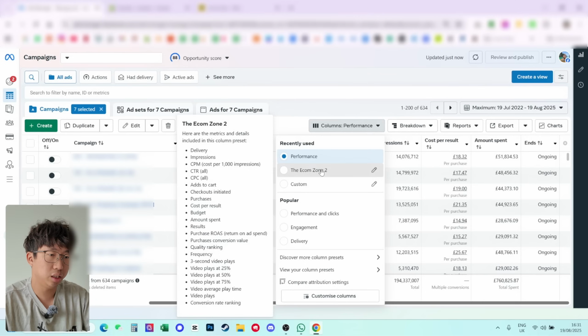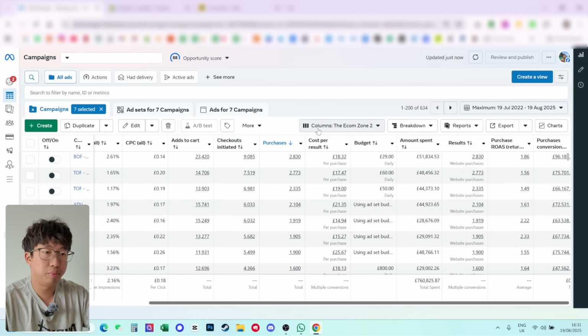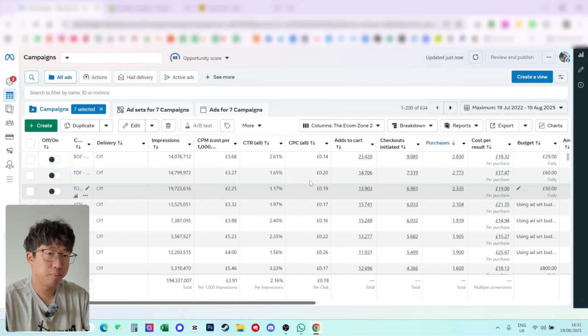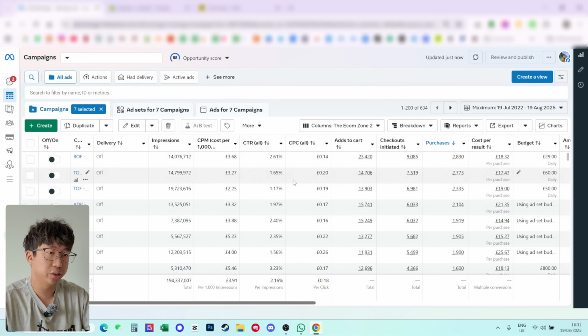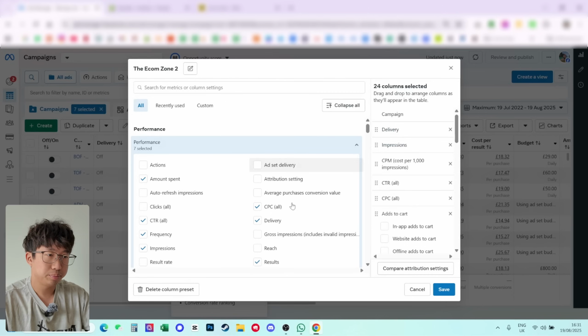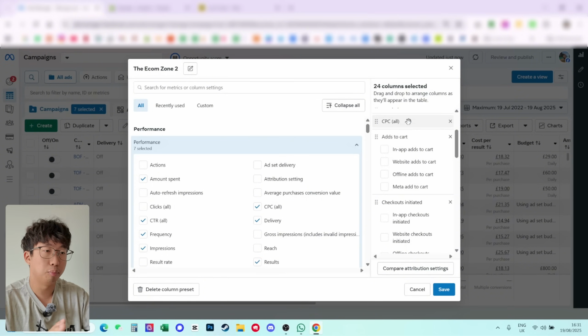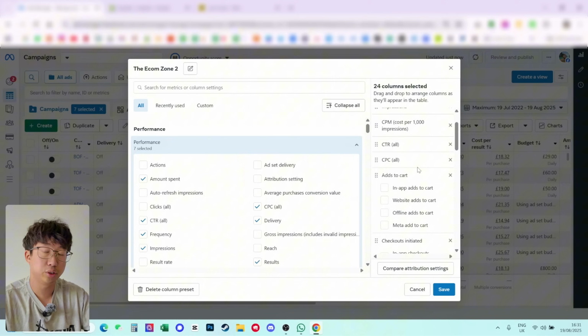So you can see here, Ecom Zone 2. Let me just shrink this. So with my custom columns, these are all the metrics that you need to look at when you're testing and scaling. So when you're customizing your columns, you click this. And what you want is your delivery, impressions, CPMs, which is the cost per 1,000 impressions. So 1,000 people who watch your videos, your CTR, which is your click-through rate, your CPCs, which is your cost per click, the most important metric there when you're testing.